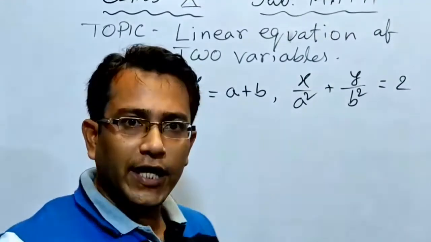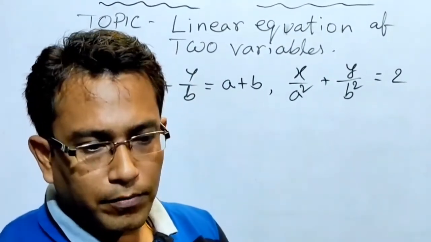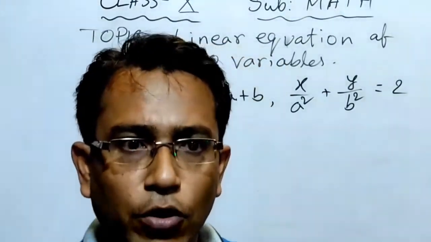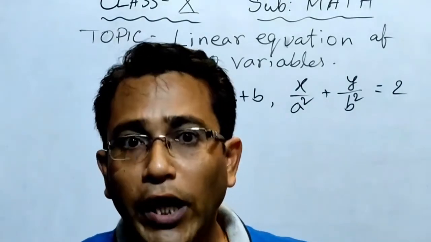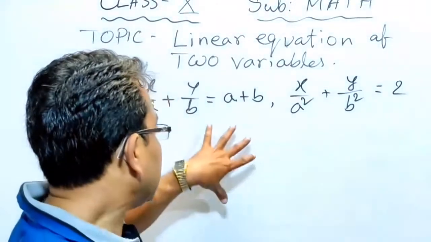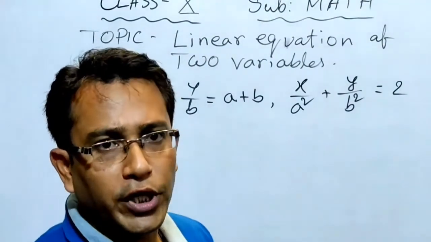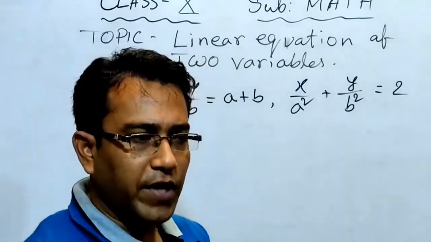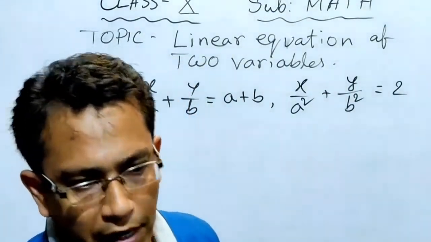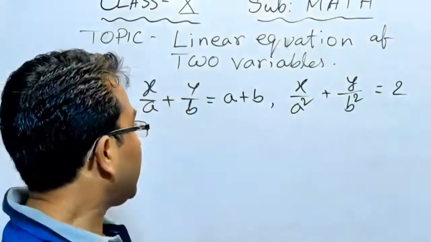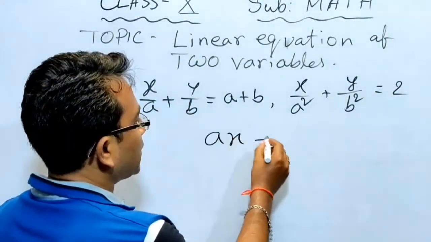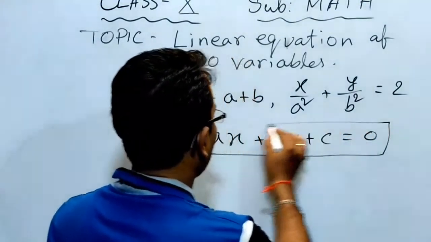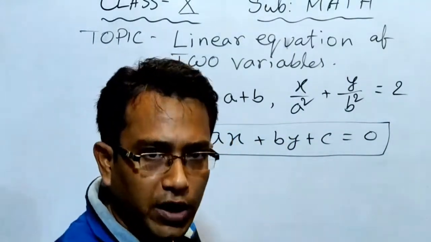And as I had explained earlier, the method you will apply will be indicated in your question paper. Otherwise, you will follow any one method. So, I am going to show you today the cross multiplication method. Some students think that this is a very complicated method. No, it is not. Practically, we know the form ax plus by plus c equal to 0. This is the format of a linear equation of two variables.